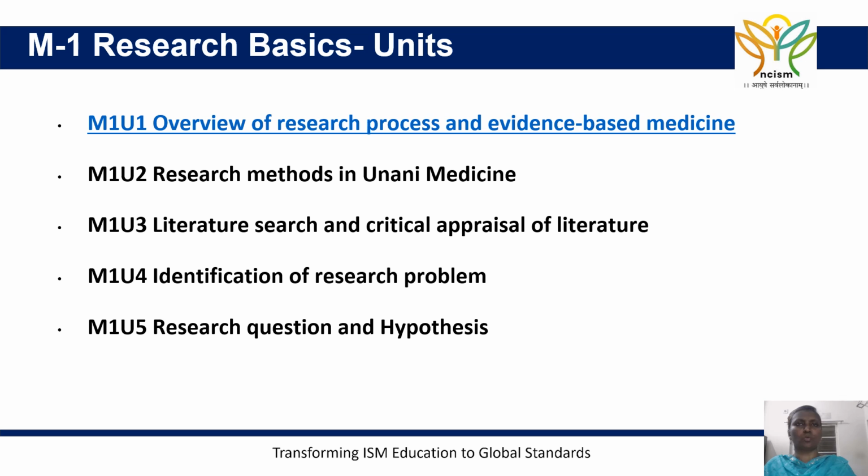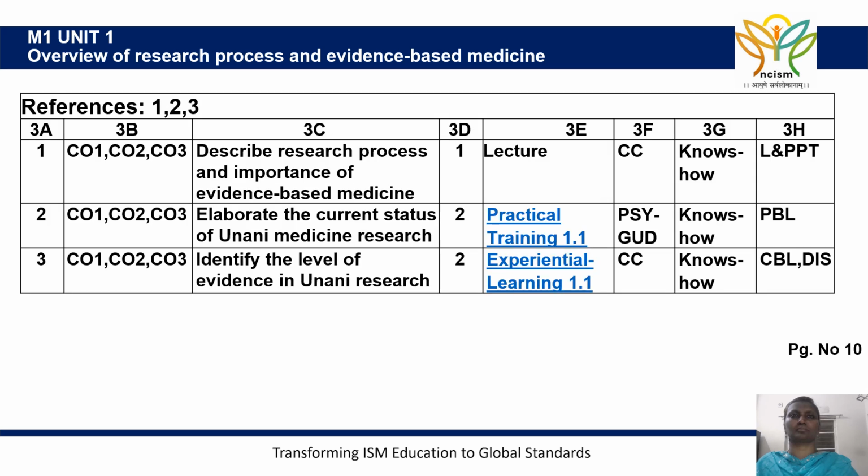These are the units of Module 1, and Unit 1, Overview of Research Process and Evidence-Based Medicine, is taken as an example to describe a unit in detail. At first, the reference numbers are mentioned. The complete details of the references are given at the end of the syllabus.